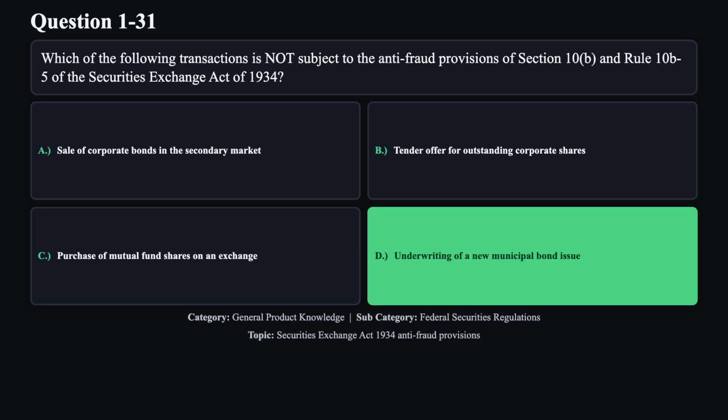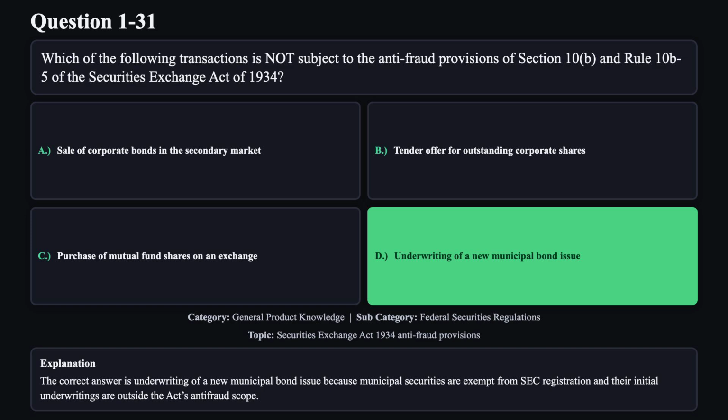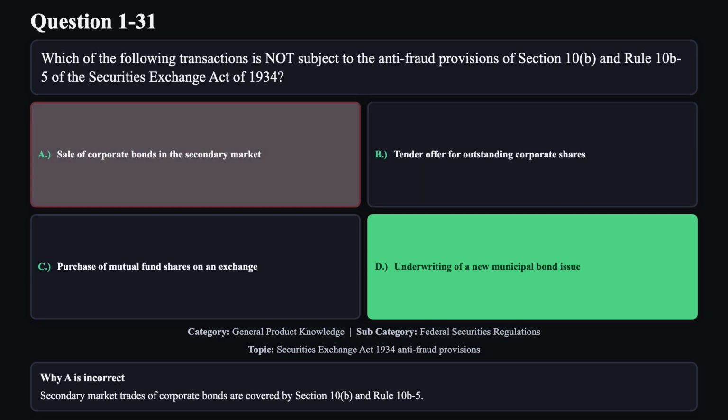The correct answer is D. The correct answer is underwriting of a new municipal bond issue because municipal securities are exempt from SEC registration and their initial underwritings are outside the Act's anti-fraud scope. Reason A is not correct. Secondary market trades of corporate bonds are covered by Section 10(b) and Rule 10b-5.